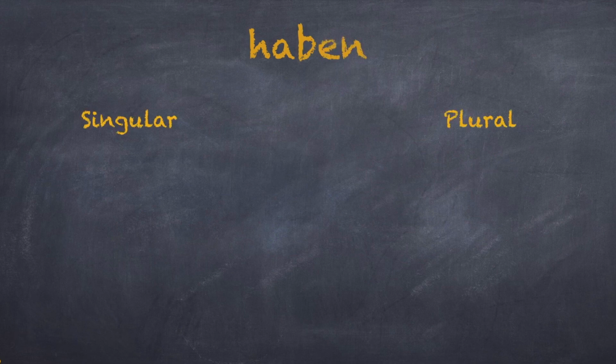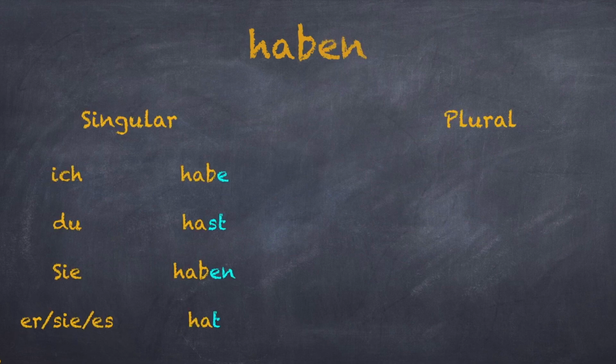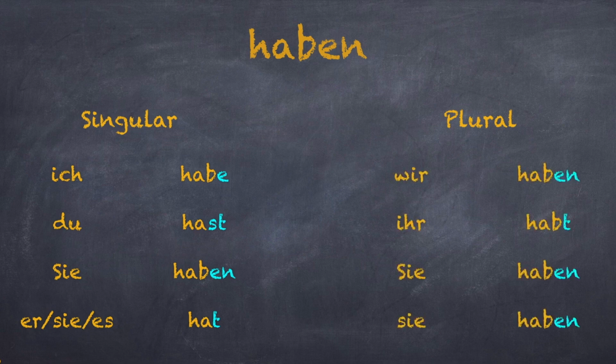Before we move on to the exercise, let's go through the conjugations once again. Haben. Ich habe. Du hast. Sie haben. Er, sie, es hat. Wir haben. Ihr habt. Sie haben.